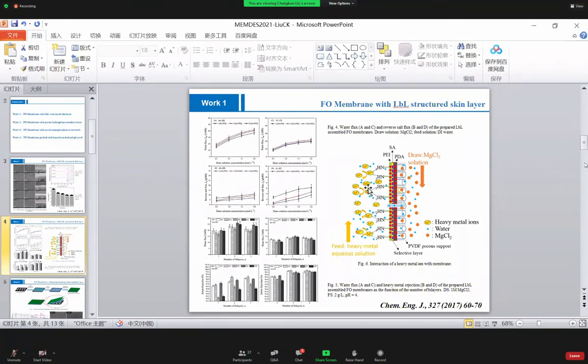And also the coordinated heavy metal ions would combine the water molecules in the solutions, which would be favorable for increasing the hydrophilicity of the surface, and which also favors the increase of the water flux. So in the first work, we have prepared the FO membranes with enhanced water flux as well as high rejections for the heavy metal ions.